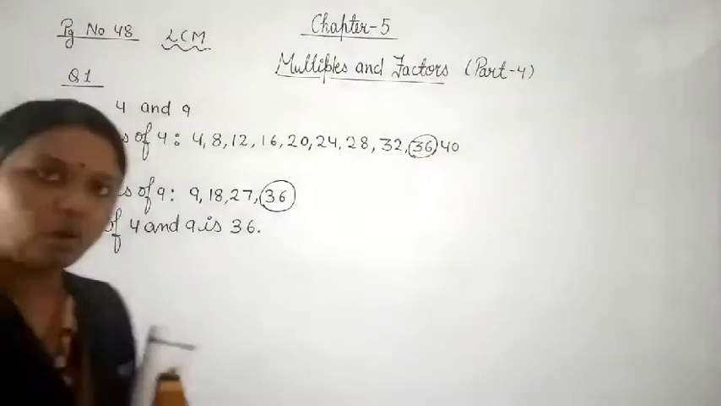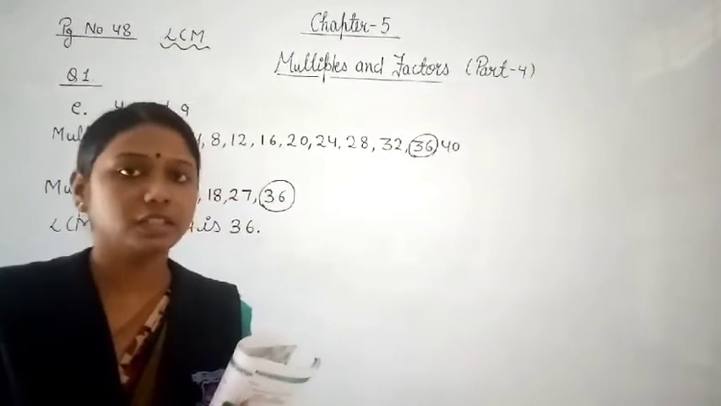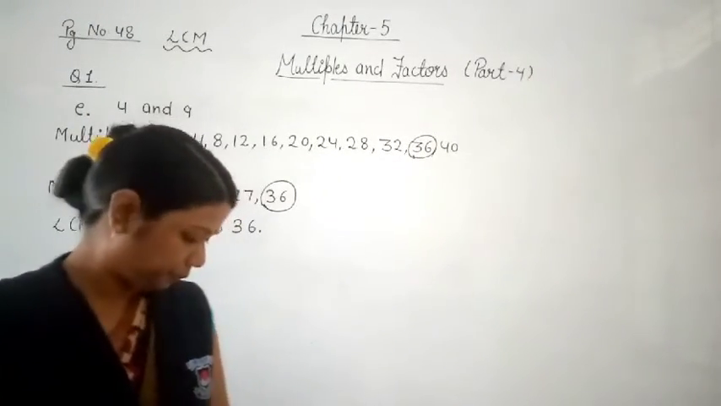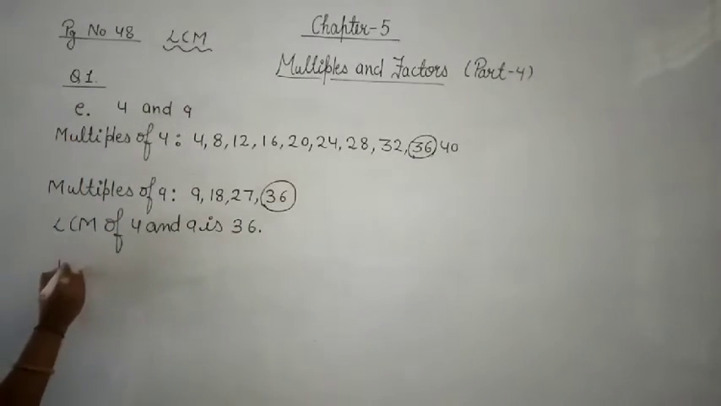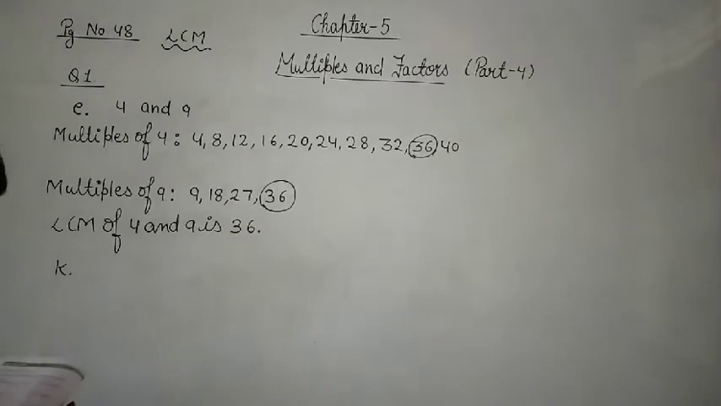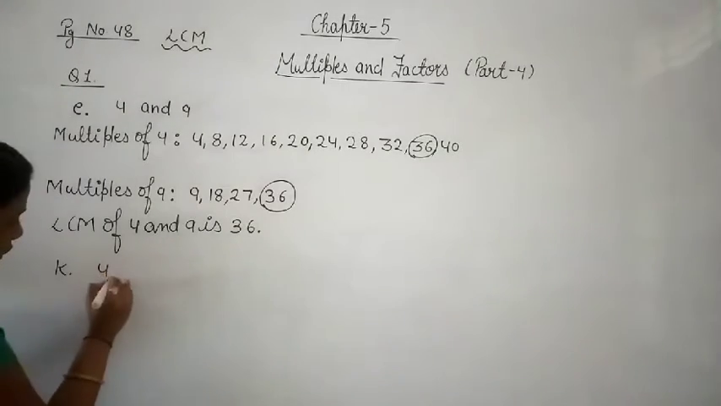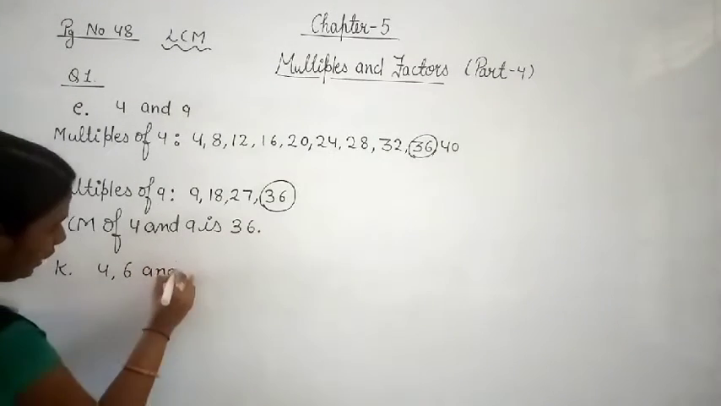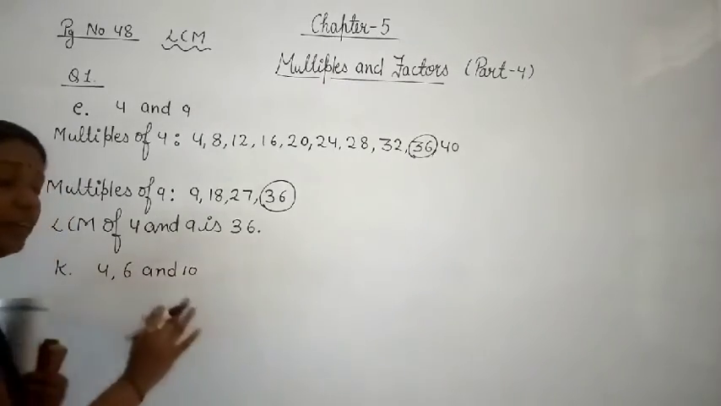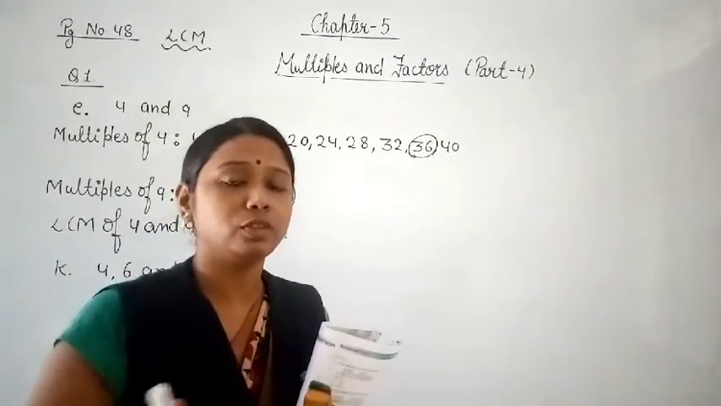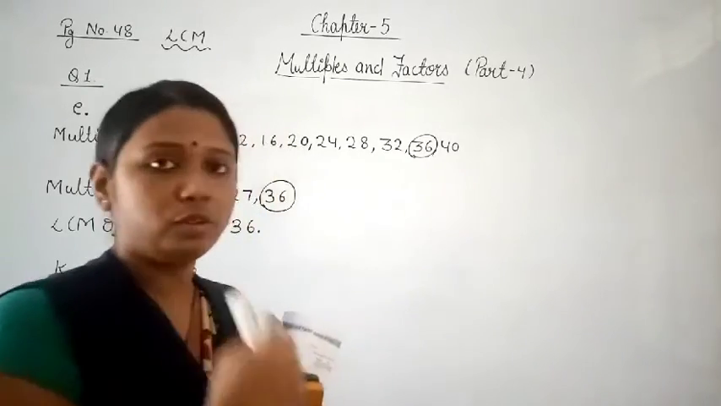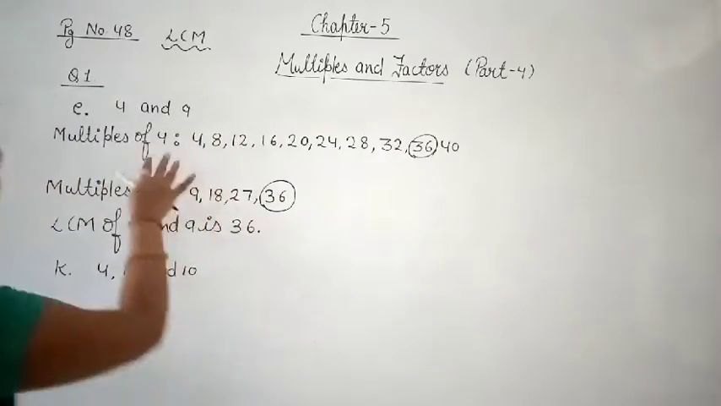Is it clear to you all? Let us discuss one more problem. Here I am taking K part of it, and the K part is 4, 6 and 10. So here we have got 3 numbers. You need not worry that now there are 3 numbers. We will follow the same process as we have done in E.